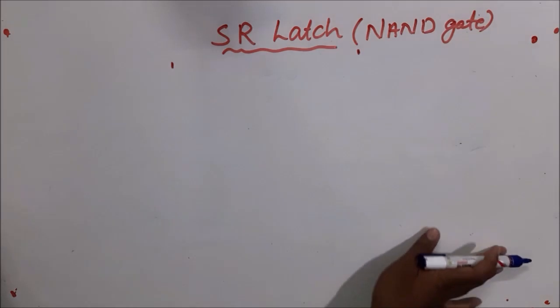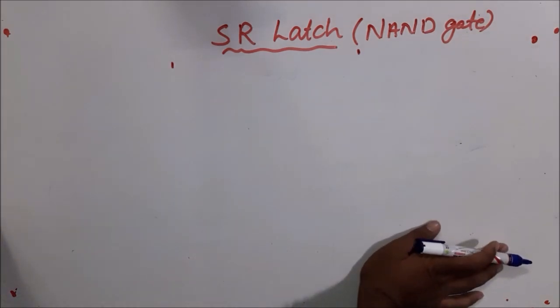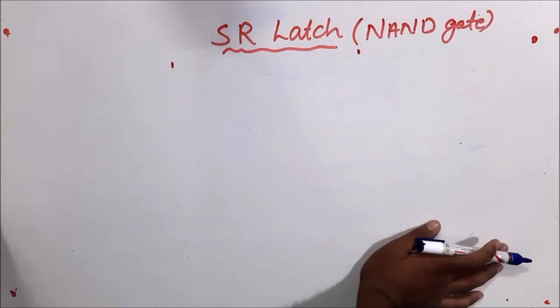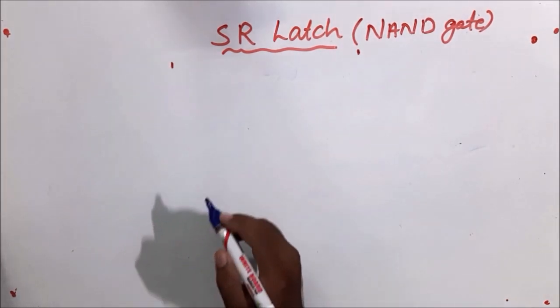Here I'll teach you about the SR latch. As we know, we have four types of latches: the SR latch, JK latch, D latch, and T latch. I'll teach you only one latch, which will help you understand the other latches. Let us go through latches, okay?